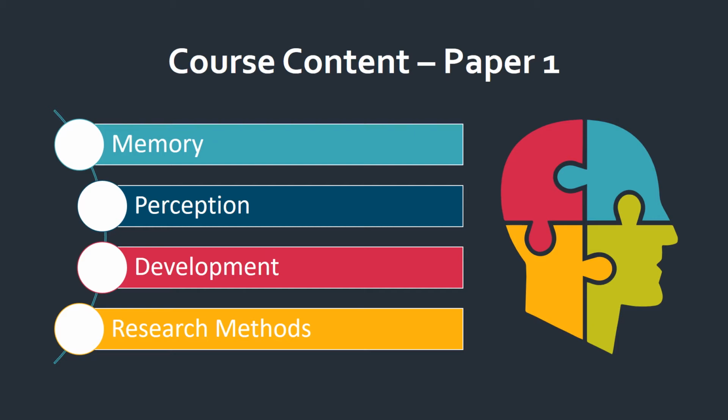So in paper 1 we cover the topics memory, perception, development and research methods. So when we look at memory, we look at how memory is constructed, how our memories can be affected, and how memory recall can become different in different situations. In perception, we look at things like visual cues and visual illusions, how the brain interprets them. In development, we look at how the brain develops over time and how certain characteristics change as we age. And in research methods, we look at how it is that we can construct effective psychological experiments.